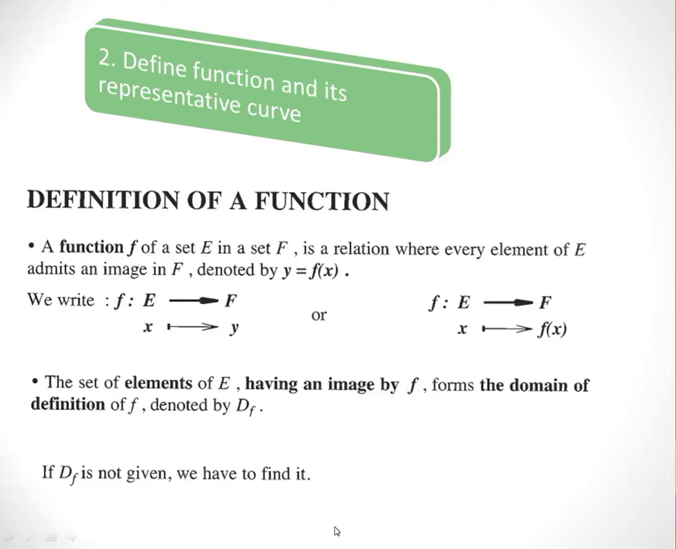a function f of a set E to a set F is a relation where every element in E admits an image in F. Any X admits an image Y, and any X has a unique Y, just one Y. We said that the set of elements of E having an image by F forms the domain of definition of F, and it's called dF. So if dF is not given, we have to find it.